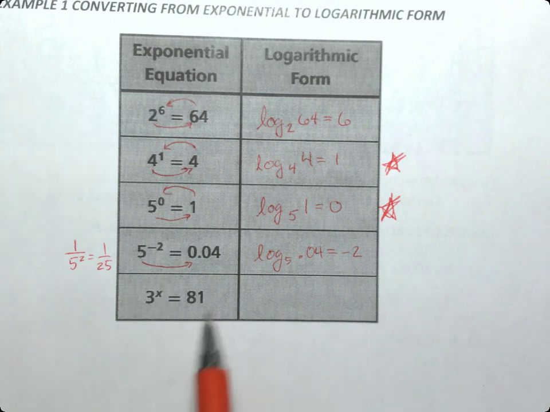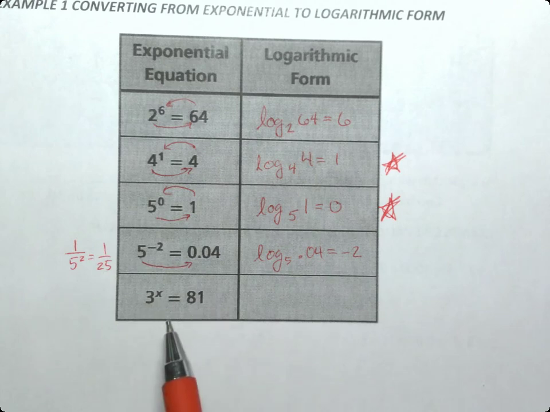Now, this is a true exponential form. We don't know what x is. 3 to some power gives us 81. Well, do we know what that power is just by trying some numbers? 3 to the what?